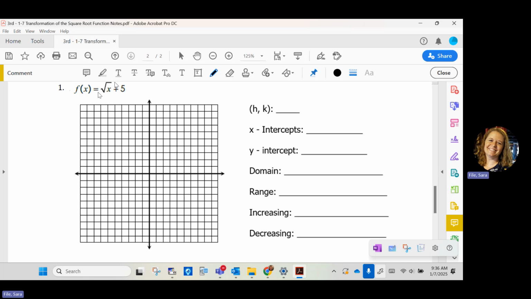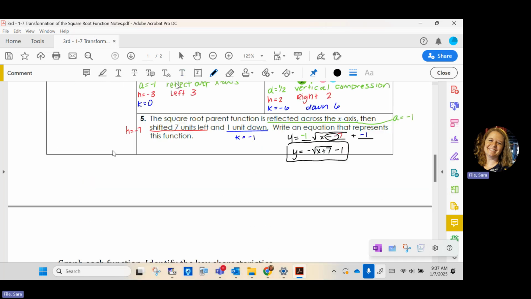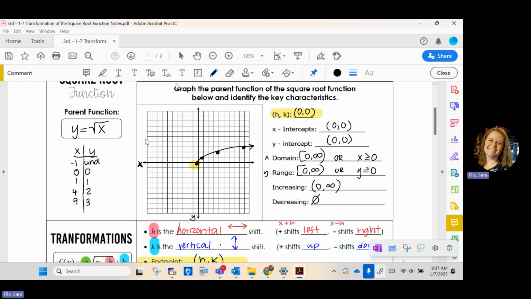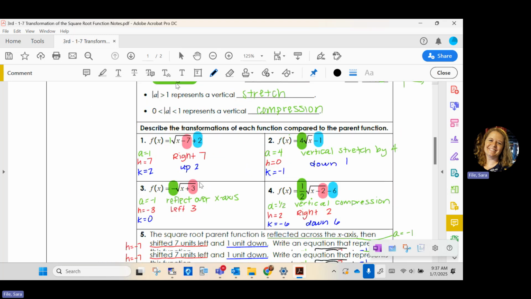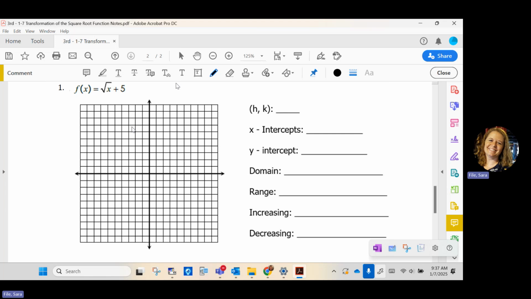What has happened to the parent function graph? What does this +5 on the outside do? It shifts it up 5. So really, we should be able to just go here, look at this parent function that we started with, and shift all these points up 5, and that's our graph. Because that's the only transformation here, is up 5. Nothing else is happening to it.